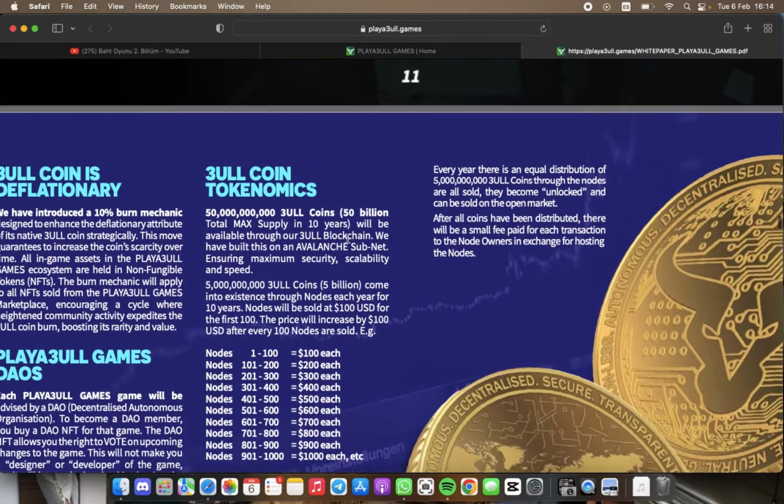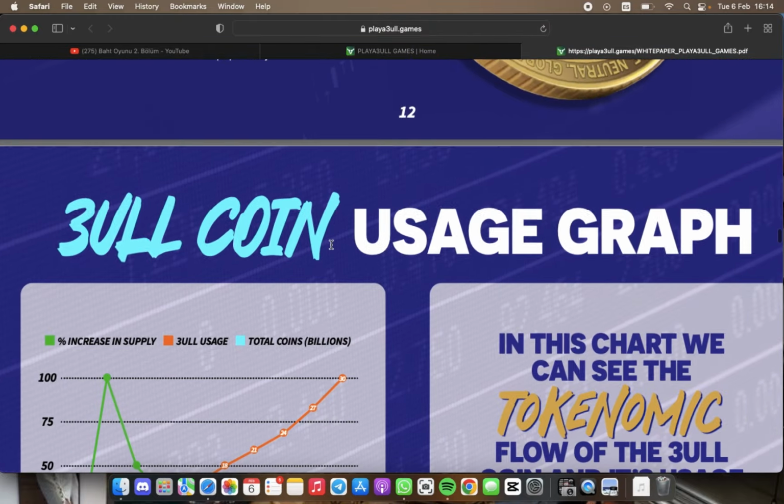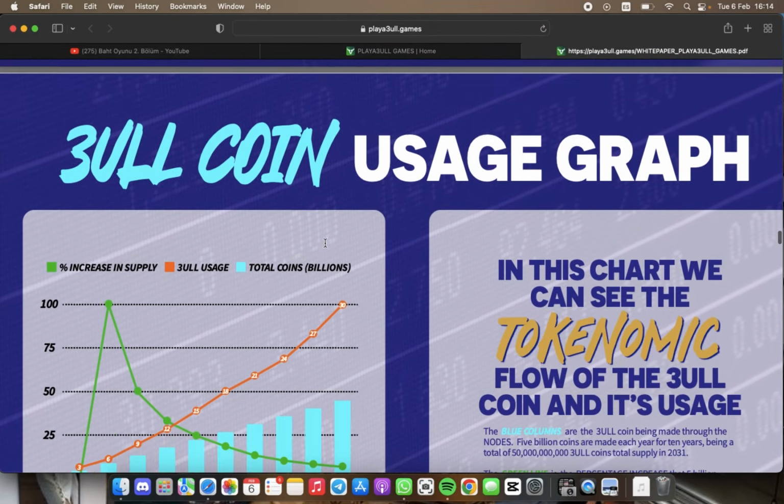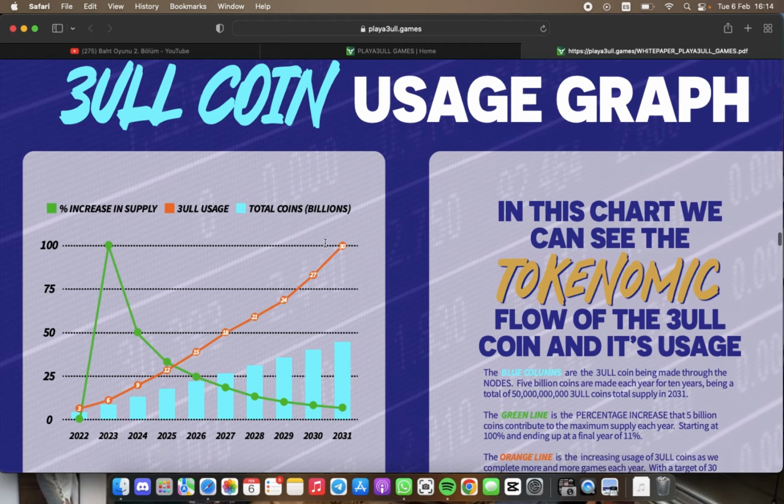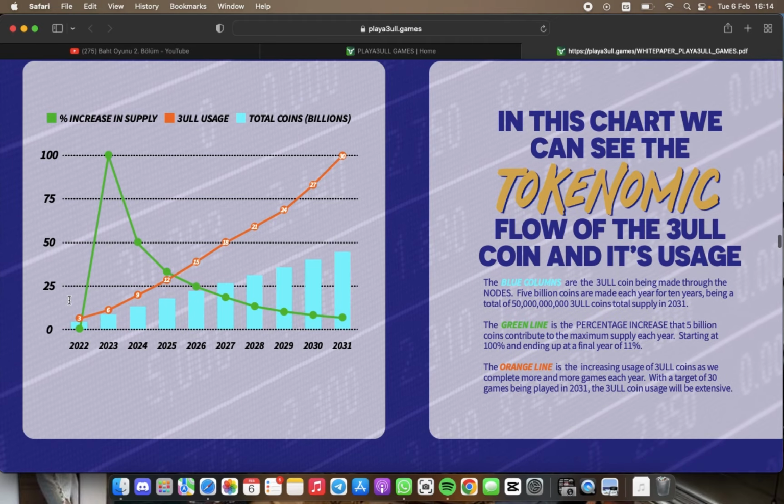So we have here the coin usage graph. As you see, we have here in 2022 it's so high, and we have this chart. We can see the tokenomics flow. They've explained here already what it is at this moment.